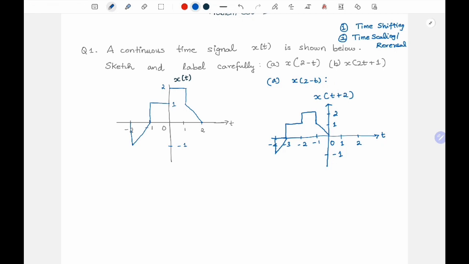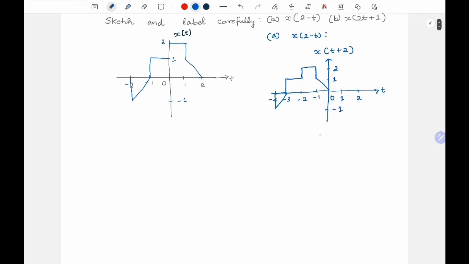Now I just have to do the time reversal, so x of minus t plus 2, which is nothing but x of 2 minus t. If I do a time reversal of this, what will I have? Here you can see all the signal is present on the left hand side, so everything will come on the right hand side. So 1, 2, 3, 4. I have 1, 2 and minus 1.